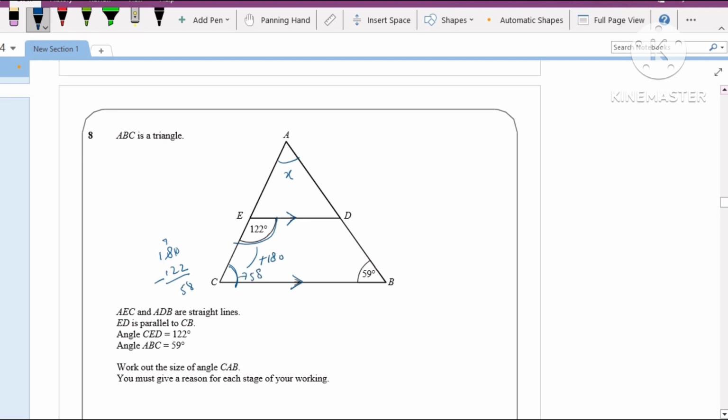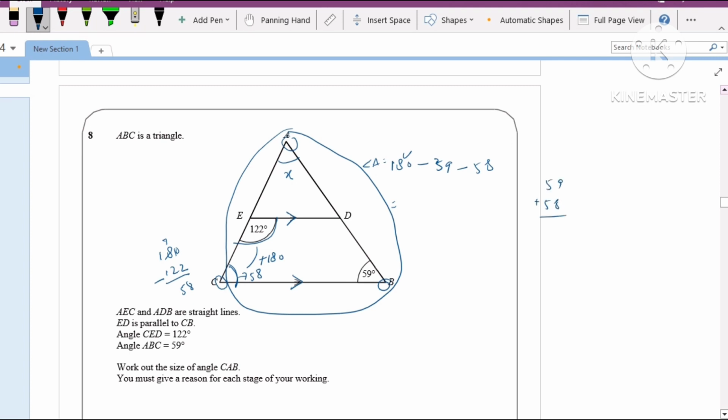Now you can consider the larger triangle. We know that the sum of these 3 angles is equal to 180. So for the angle A, you will take away 59 and 58 from 180. You can add these two angles, then take away from 180. So 59 plus 58: 9 plus 8 is 17, carry 1, 5 plus 5 is 10, plus 1 is 11, so 117.